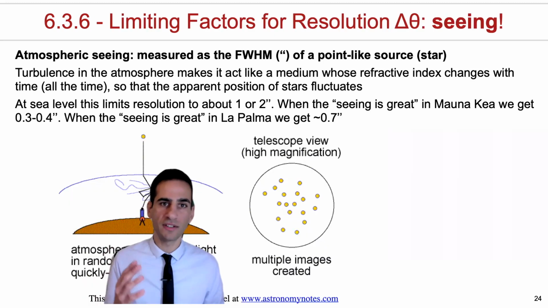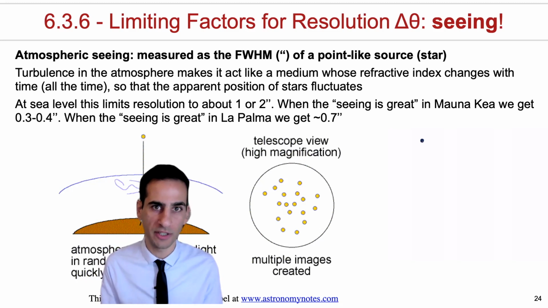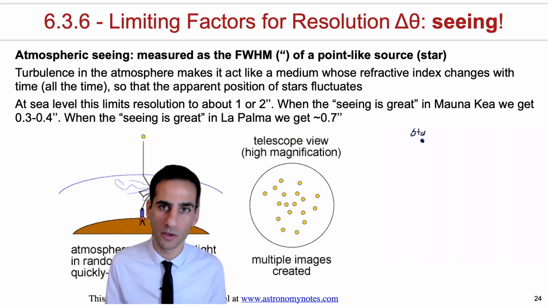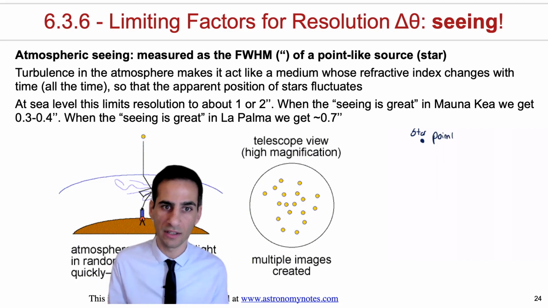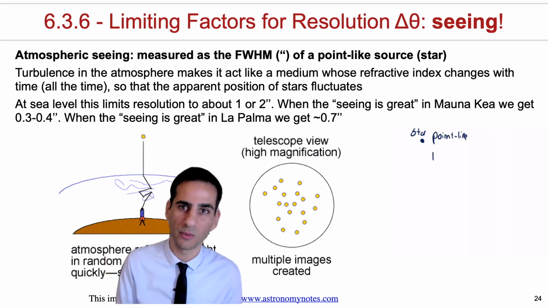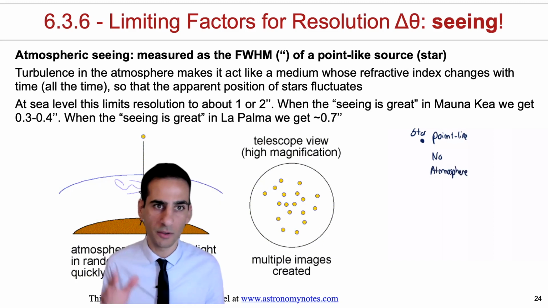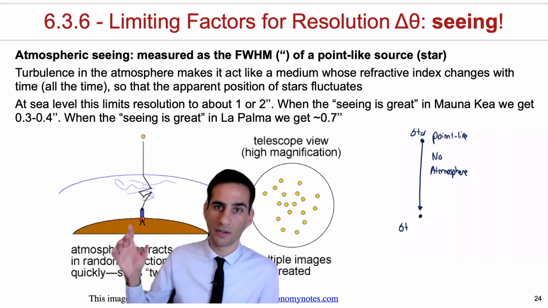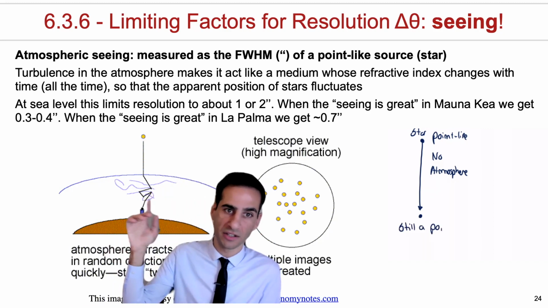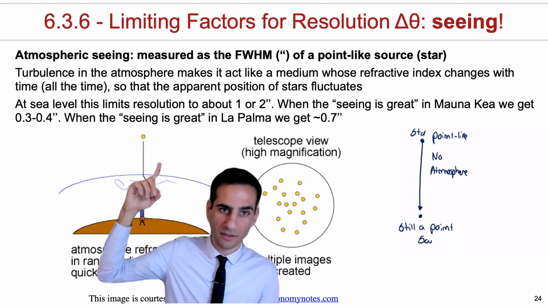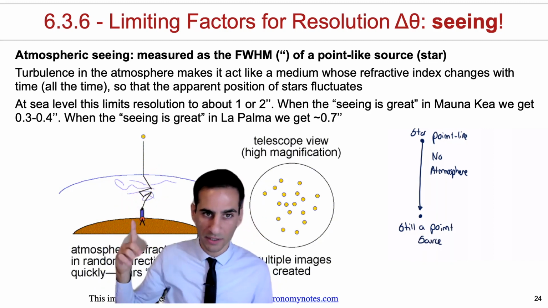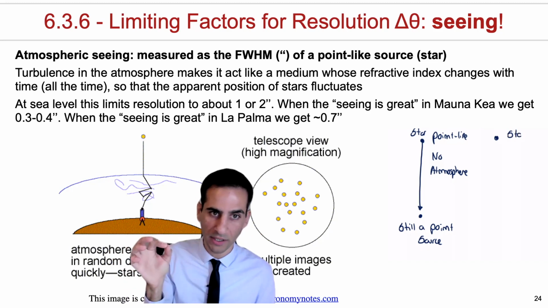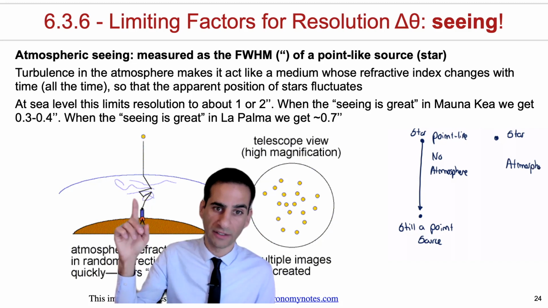Now, the greatest limitation to telescopes operating from the ground is something called seeing. The seeing is a delta theta that will be the limit of your resolution typically. Seeing is actually caused by turbulence in the atmosphere that makes it act essentially like a medium whose refractive index is changing all the time. And therefore, the light of a star that would actually come as a straight line and just produce a point-like image on the ground will not do that, because these light rays will be refracted all the time.